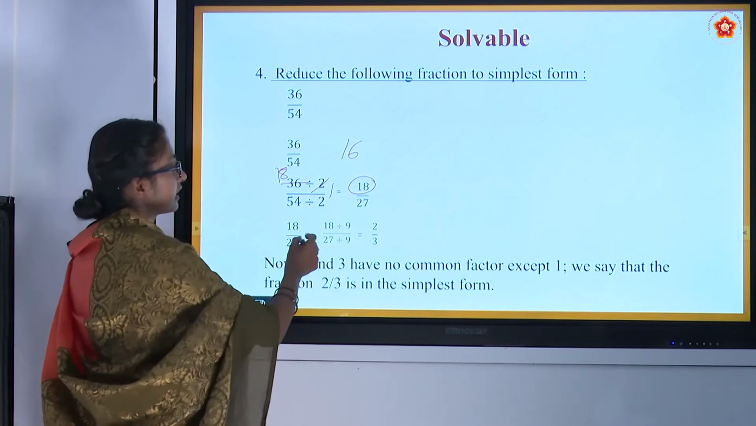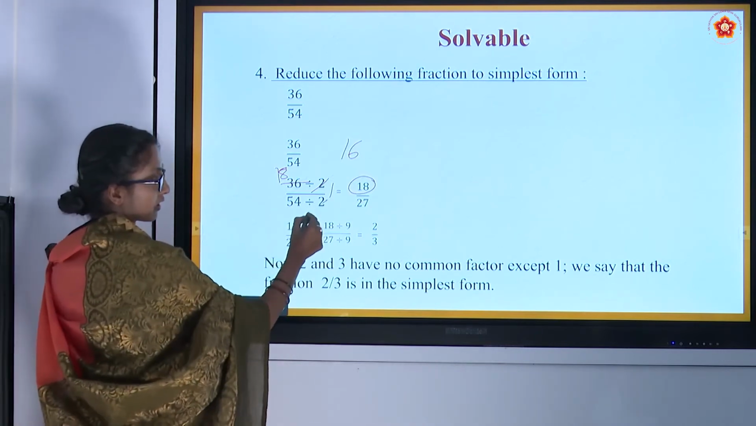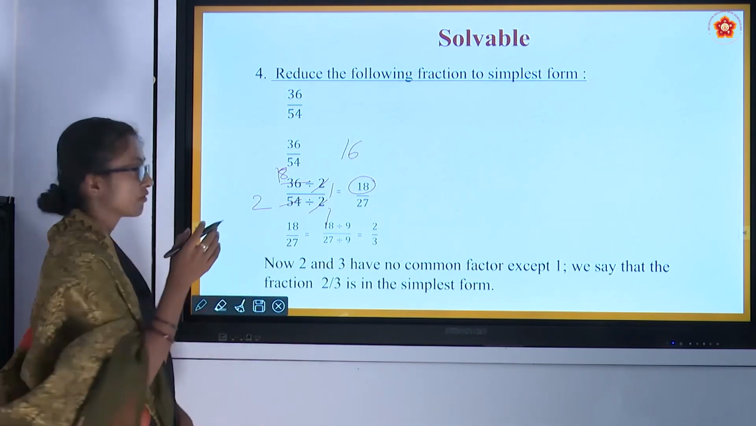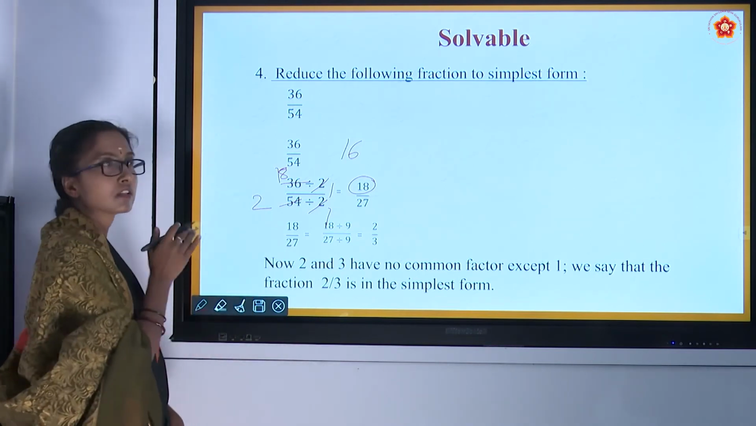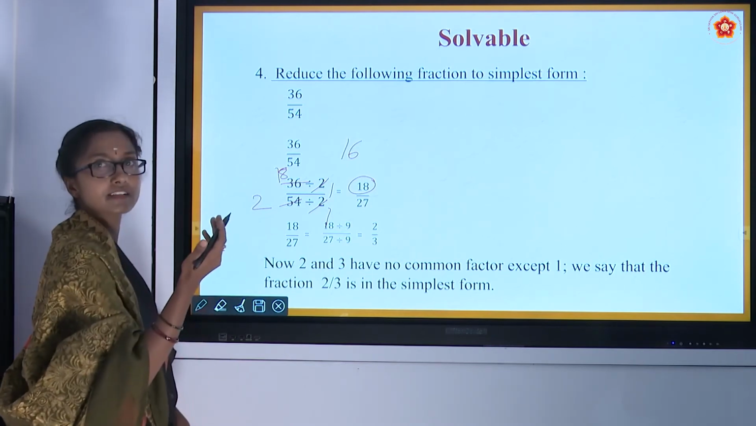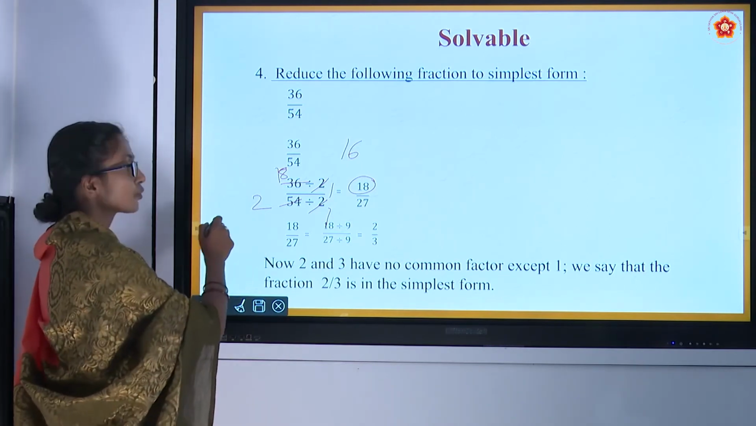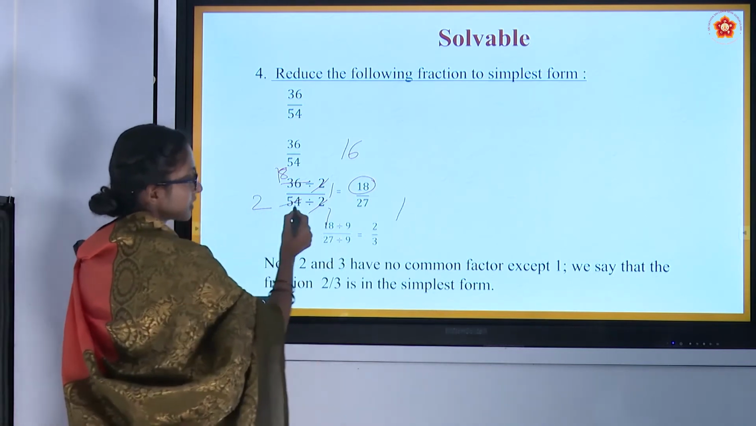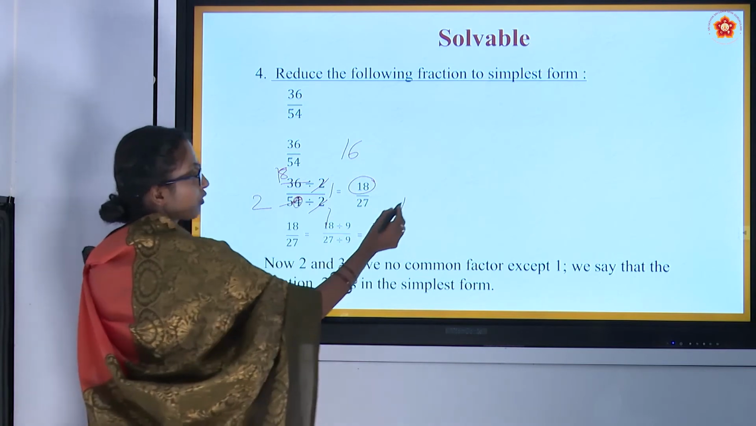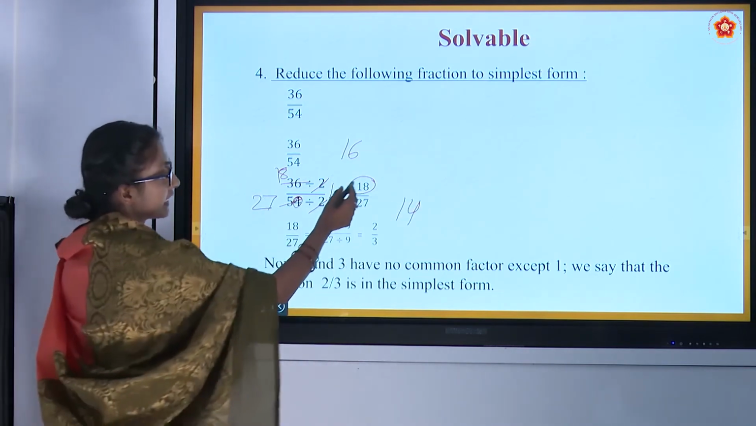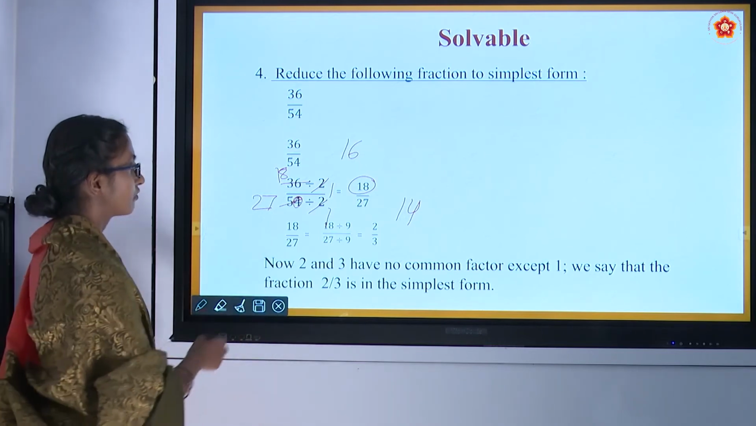The numerator will be 18. Let's come to the denominator. 2 ones are 2, 2 twos are 4. 4 is less than 5. If we go for 2 threes are 6, 6 is greater than 5. So we will take 2 twos are 4. If in 5, 4 goes, 1 remains. Beside it there is 4, 14. 2 sevens are 14. 18 by 27 we will get.